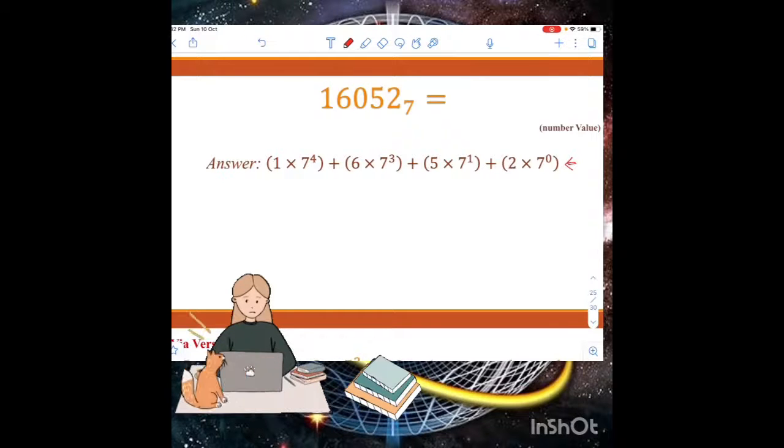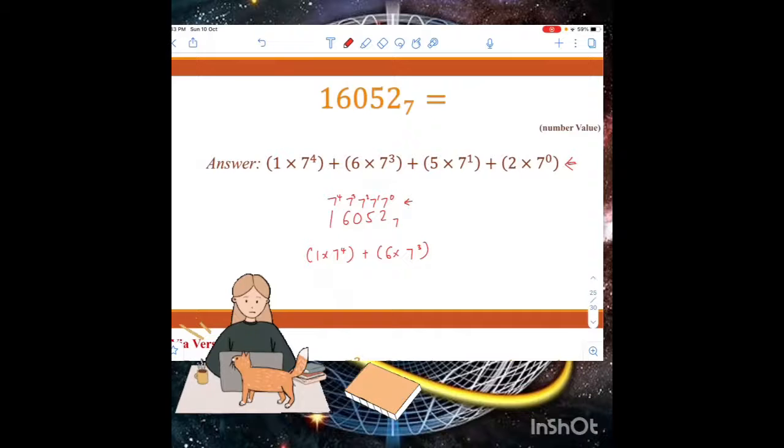So we start with the question itself, which is 16052 base 7. Since it is base 7, we write 7, 7, 7, 7, 7 on top of each of the numbers. So the power will start increasing from 0 to 1 to 2 to 3 to 4 when we go to the place in front. So now, this thing is place value. For us to get the answer, we need to multiply the numbers with the place value, which is 1 multiplied with 7 to the power of 4 plus 6 multiplied with 7 to the power of 3. 0, because 0 multiplied with anything, we still get back 0. Therefore, we don't have to multiply 0 with 7 to the power of 2. We just leave it blank. But if you want to write it down, you are welcome.